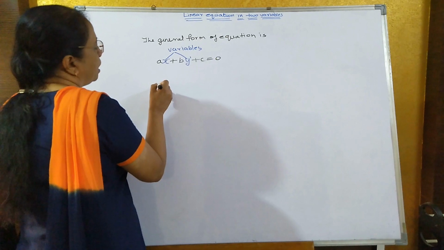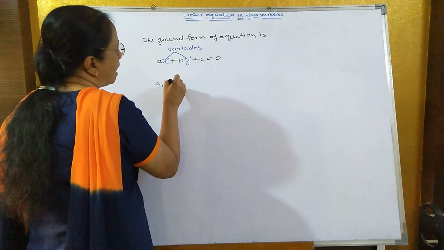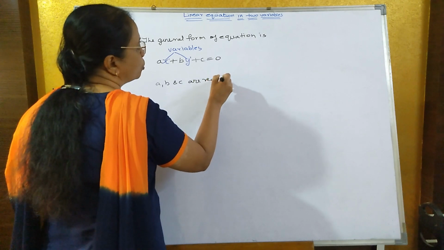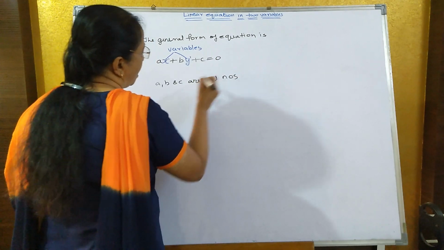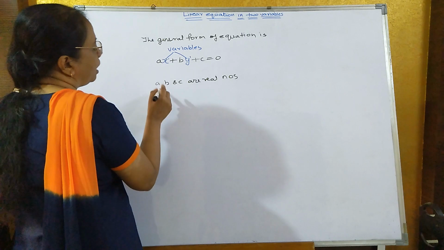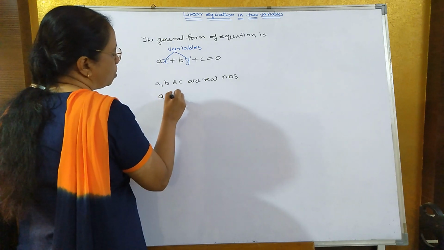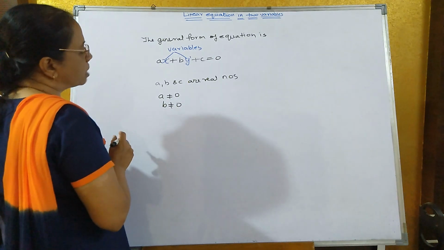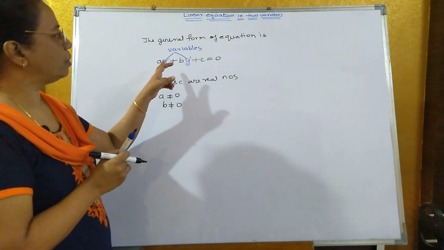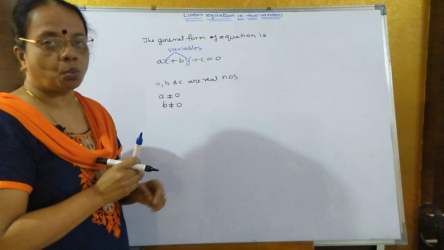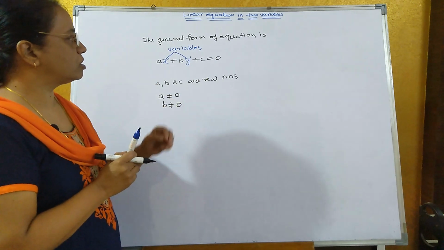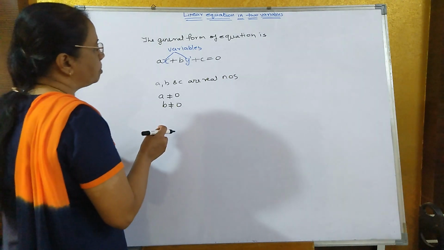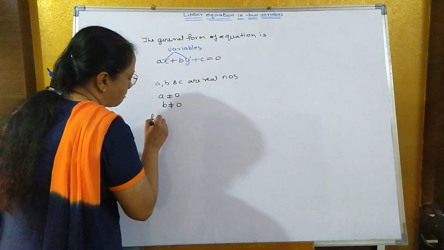Over here a, b and c are real numbers, also known as coefficients, where a should never be equal to 0 and b also should never be equal to 0. If a is equal to 0, then it will become a linear equation in one variable. If b is equal to 0, then also it becomes a linear equation in one variable. c can be 0.